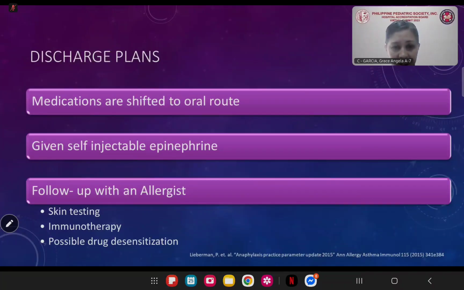Then follow up with an allergist if there needs to be skin testing. If it's coming from pollen allergies or dust mites, probably immunotherapy would help. And if it is caused by a drug and the drug needs to be given to the patient, then a possible drug desensitization is warranted.